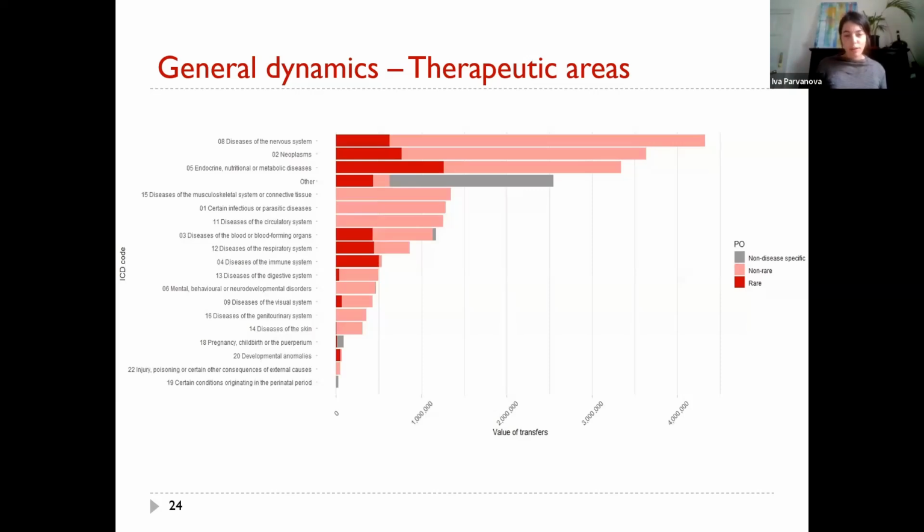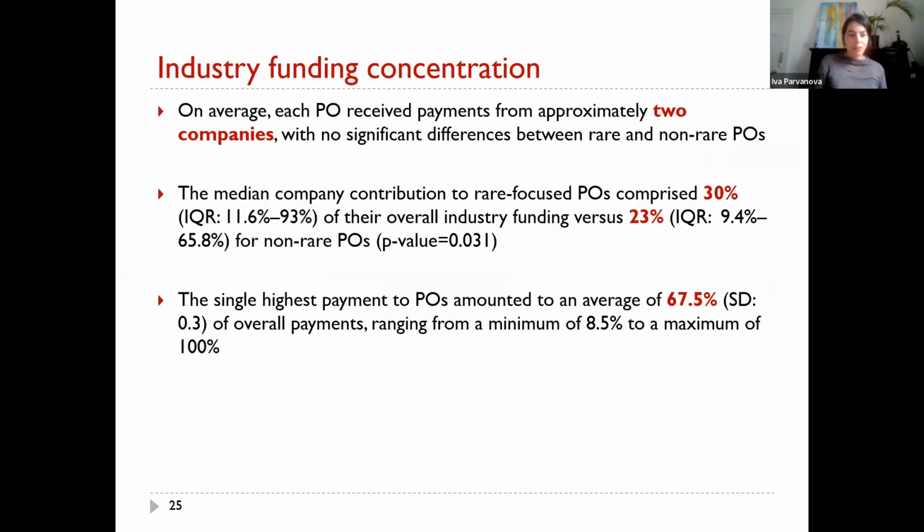What we also found is that after looking at ICD, we then looked at a lower level. We looked at specific diseases, and what we found is that the non-rare conditions that attracted the most funding included multiple sclerosis, followed by diabetes and epilepsy. And then in terms of rare diseases, the biggest recipients of funding were cystic fibrosis, primary immunodeficiencies, and lysosomal storage diseases. So this is all on the therapeutic areas.